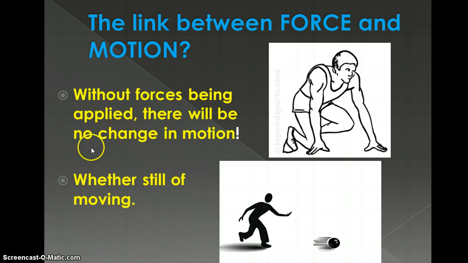Without force being applied, there basically won't be any motion, and that's whether it's actually a still object or a moving object, and that's as simple as it is. So if this person stays in the blocks, if there's no force applied by his muscles on the starting block, there'll be no change in the motion. And as this ball is rolling along, if nothing impacts upon it, then it will continue within that line until a force does act upon it. There you go. That's how simple that is, the link between force and motion.